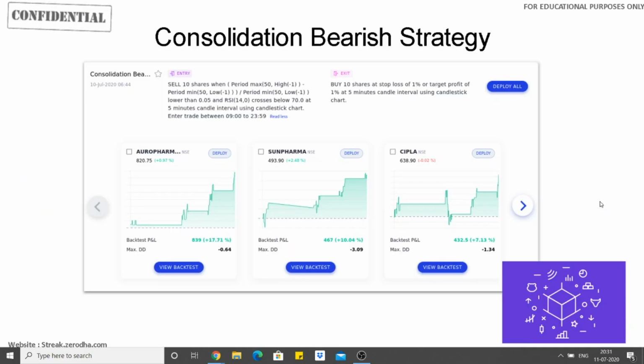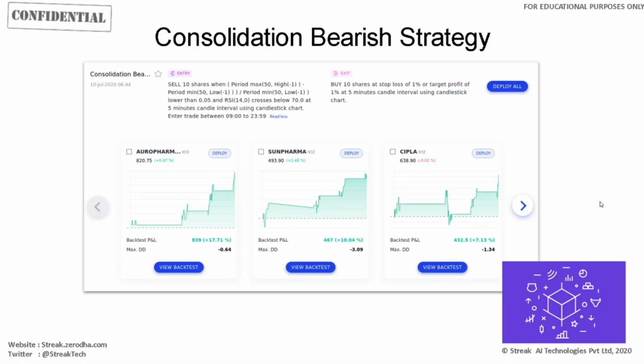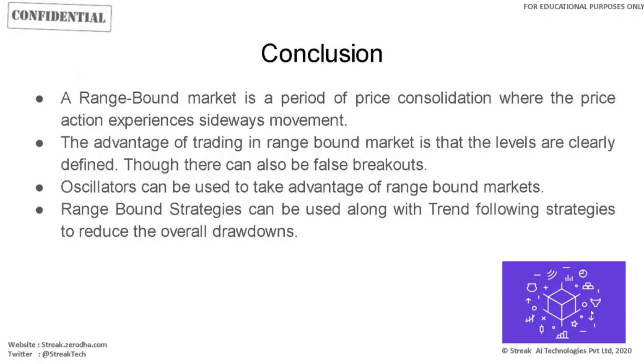What we have done here is we have created two strategies. We have also converted a scanner to a strategy at the click of just one button. Now, for the first time, it is possible for us to backtest and understand the success rate of our scanners. And we have made it to the conclusion of today's webinar.